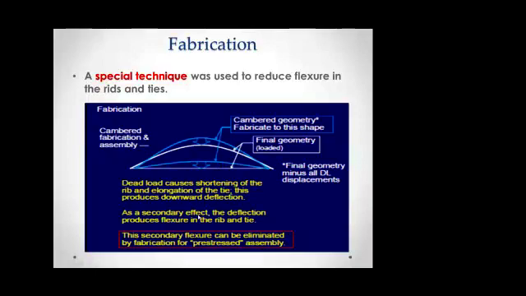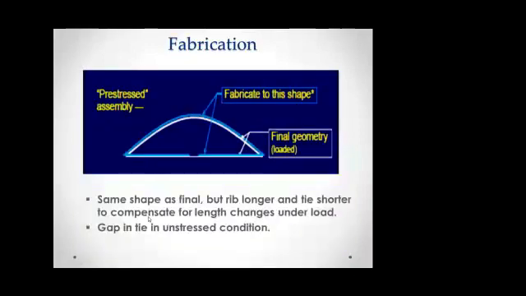As a secondary effect, the deflection produces flexure in the rib and the tie. This is a secondary effect of the external load. There will be creation of deflection, producing flexure in the rib and the tie, so the rib member forces will also increase. The secondary flexure can be eliminated by fabricating a pre-stressed assembly. So here also the pre-stressed assembly fabrication is done.